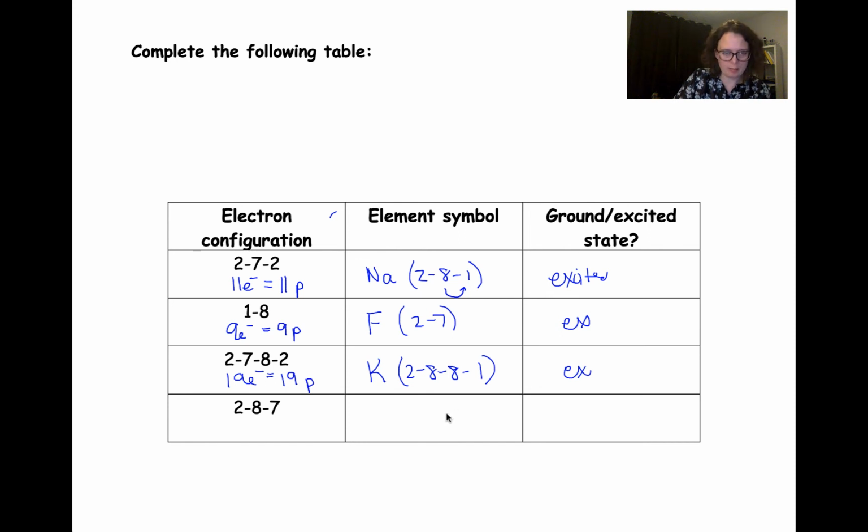For our last example, count up our electrons. We have 17 total electrons, which means we have 17 protons. And that correlates with an atom of chlorine, whose ground state is 2, 8, 7. And now, in this example, our ground state matches our given state. So that atom is in the ground state.